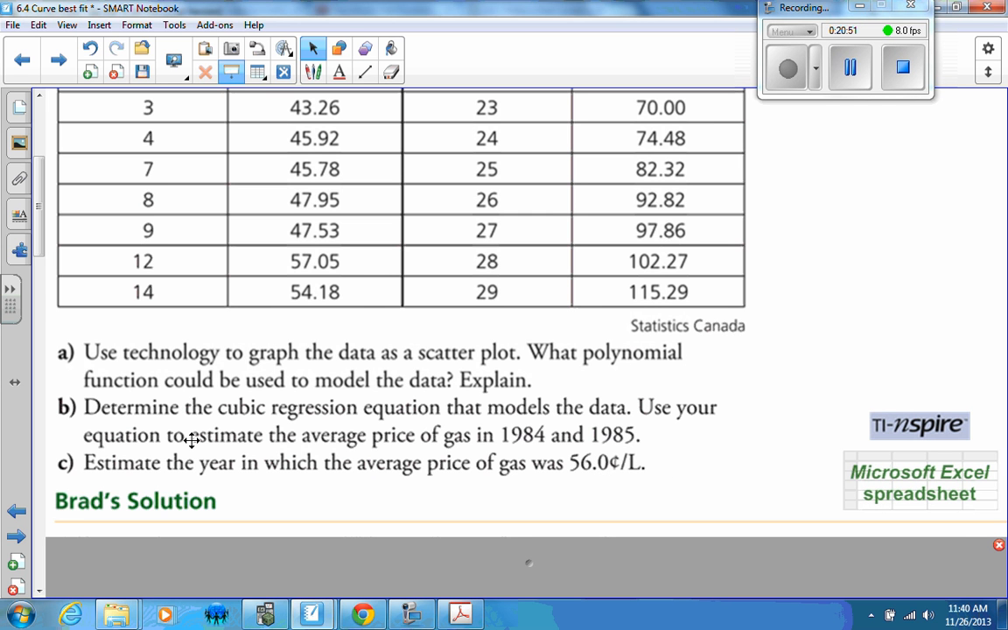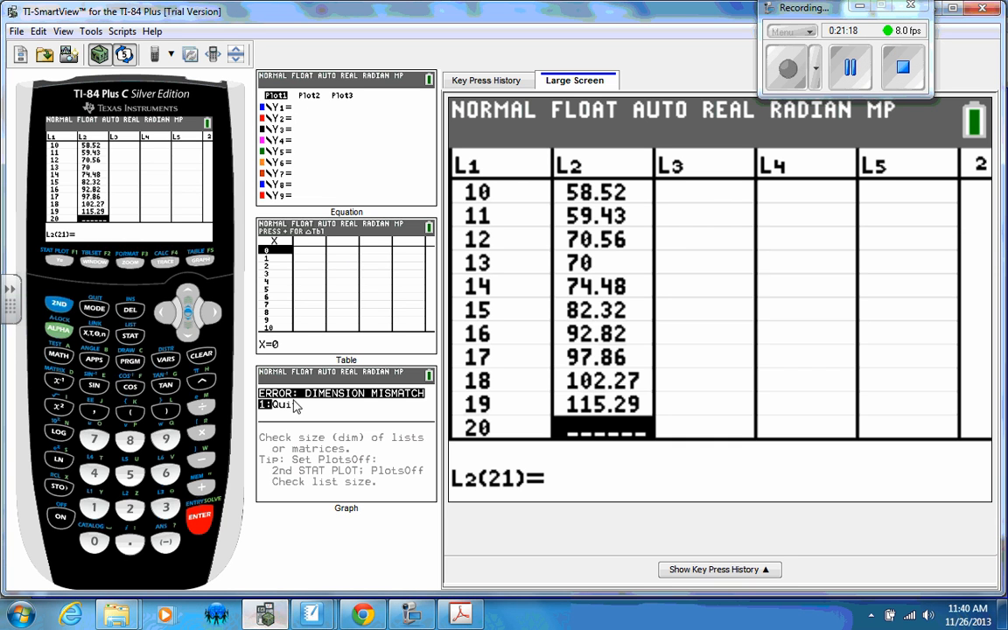Okay, so 2 words here I want you to notice. I want you to notice the word determine, and I want you to notice the word estimate. Estimations aren't usually the determining part. Estimations are usually a guess. But in B, it's easier for us to estimate using technology. In C, we'd have to solve using the equation, but we can actually estimate using the graph, and I'll show you how.